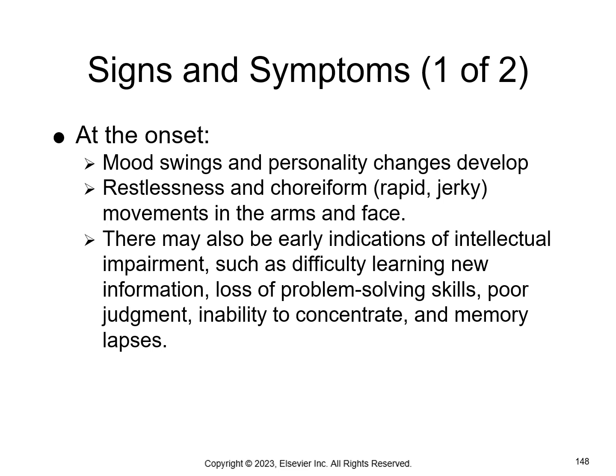Signs and symptoms at the beginning are mood swings and personality changes, restlessness, and those choreiform rapid jerky movements in the arms and face. There might also be early indications of intellectual impairment, like difficulty learning new information, loss of problem-solving skills, poor judgment, inability to concentrate, and memory lapses.